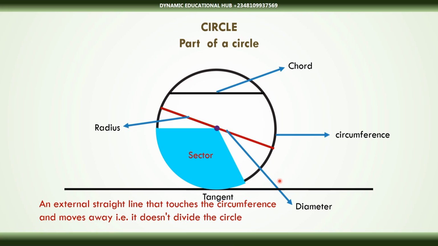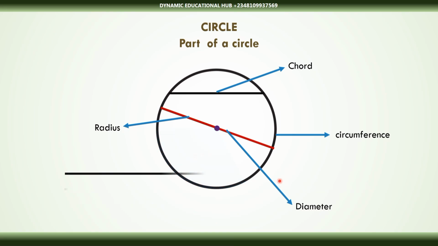An external straight line that touches the circumference and moves away, that is, it doesn't divide the circle. When you have an external line that comes and touches your circle without cutting across it, the name of that line is known as a tangent.